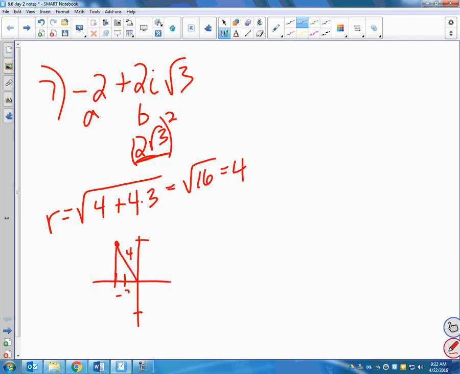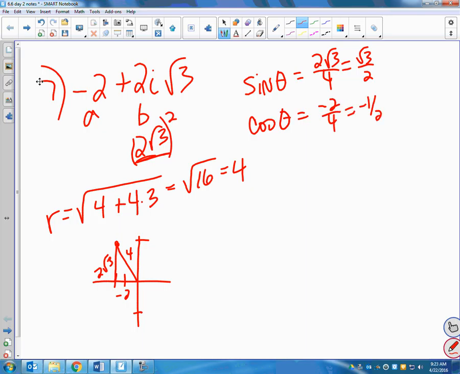You have a radius of 4. This is -2. This is 2√3. And then you can do sine, cosine, or tangent. I usually just do sine. Sine is b over r, or opposite over hypotenuse, which is 2√3 over 4, and that reduces to √3 over 2. If you do cosine, you would get -2 over 4, which is -1/2. No matter which one you do, even tangent, it should be the same angle. What angle in quadrant 2 has a sine of √3/2 or a cosine of -1/2? It would be 2 pi thirds.